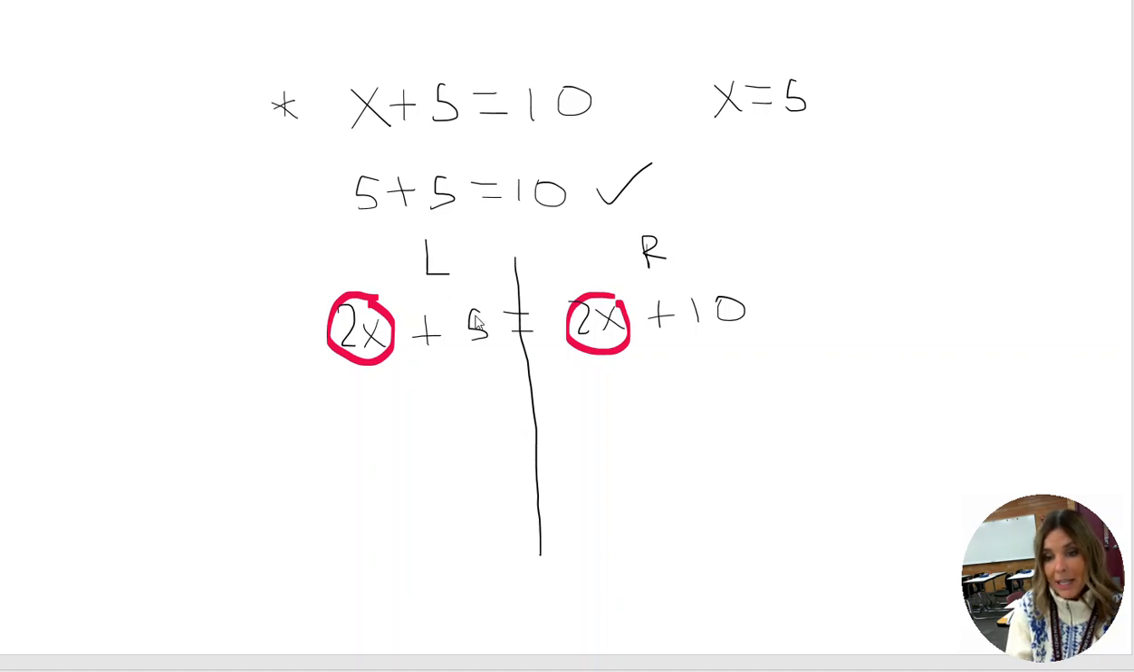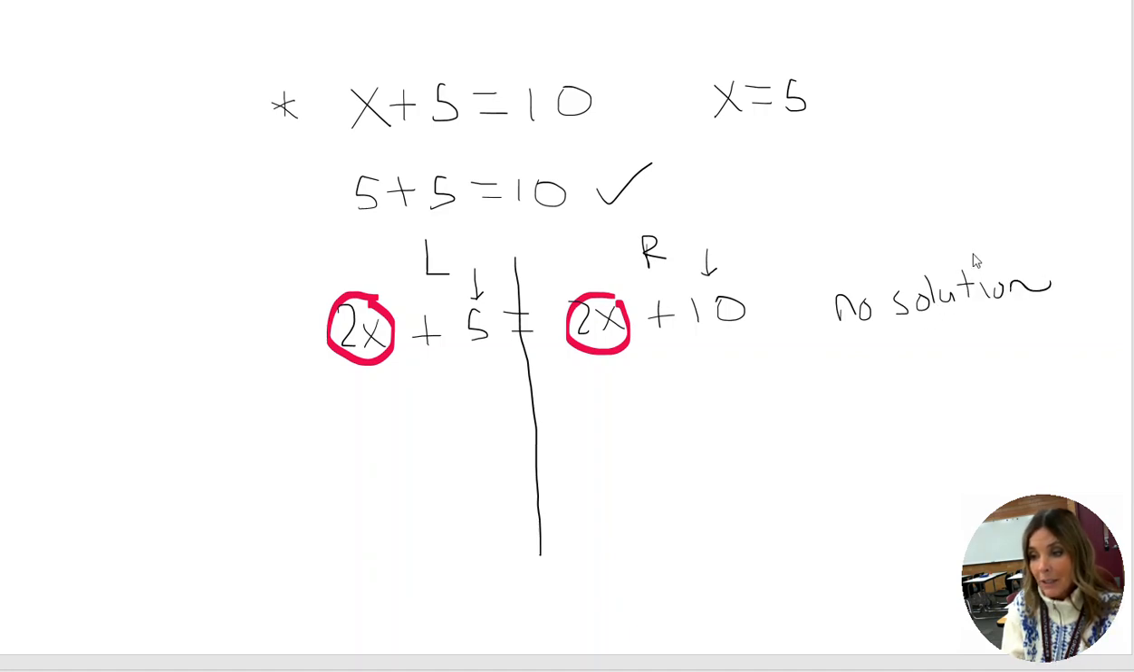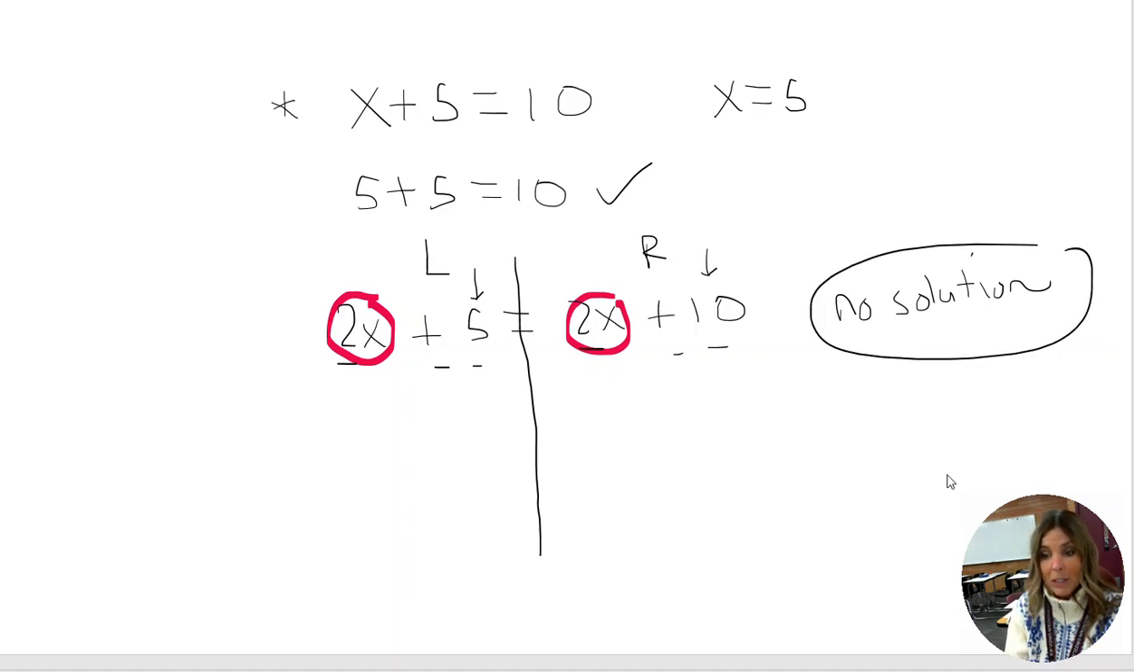But then you can see on the left side that we're then adding 5 to that, and on the right side, we're adding 10 to it. So this is an example of an equation that does not have a solution. There are no possible numbers that you can plug in for x and then times them by 2 and then add 5 to it and add 10 to it and have that be equal. So when you're looking at an equation and the variable term on both sides is the same and the numbers are different, then that is an example of an equation that will have no solution.